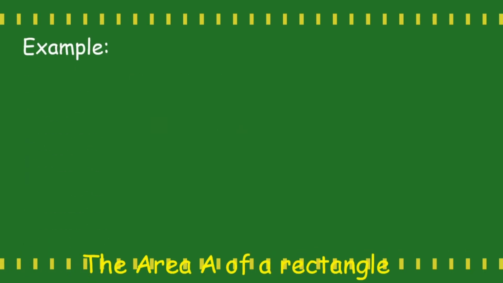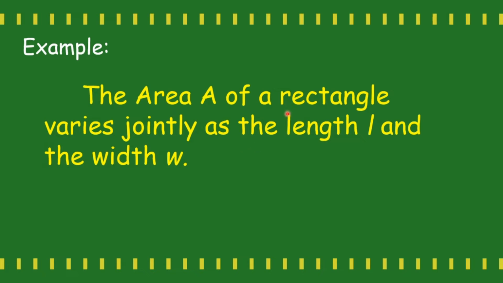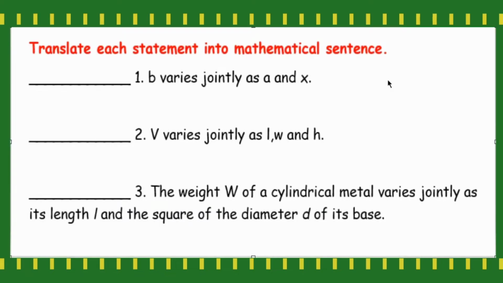Let's have an example. The area A of a rectangle varies jointly as the length L and the width W. So if we're going to express this as an equation, we have A, that's for the area, varies jointly, so we will put equal and then K. As the length, we will use L and the width is W. So if you have noticed, the three variables used are A, L, and W.